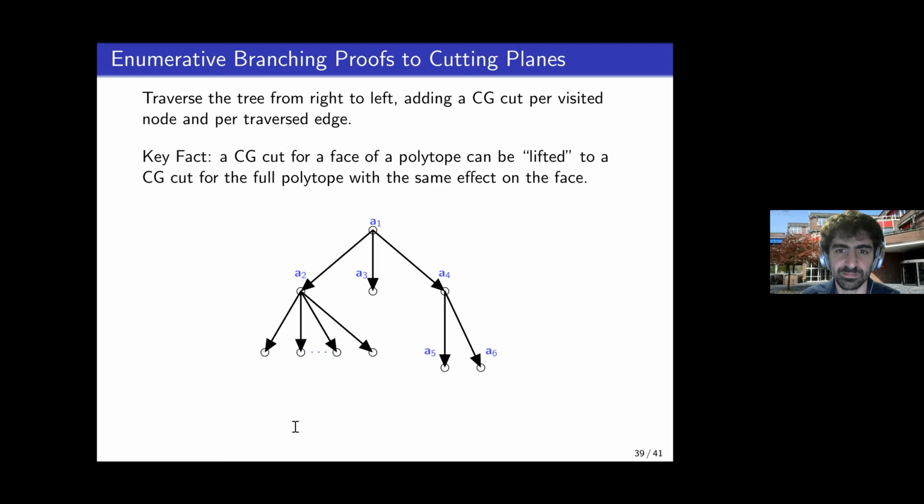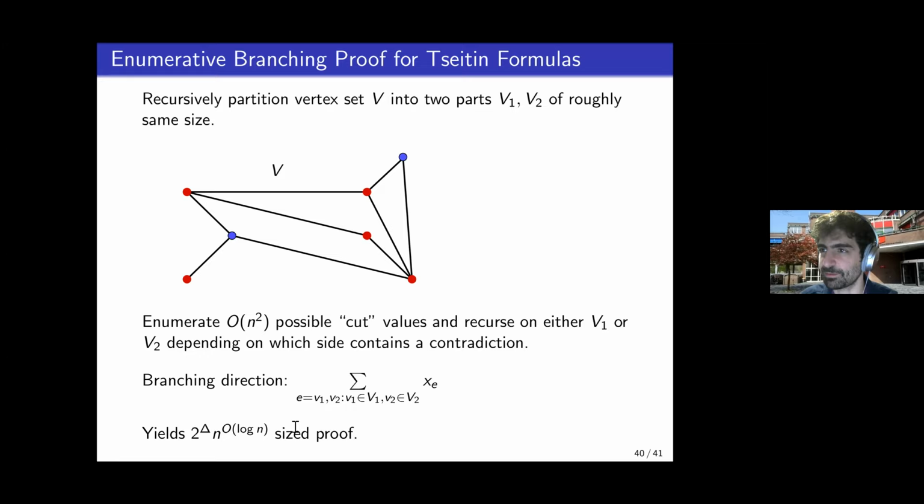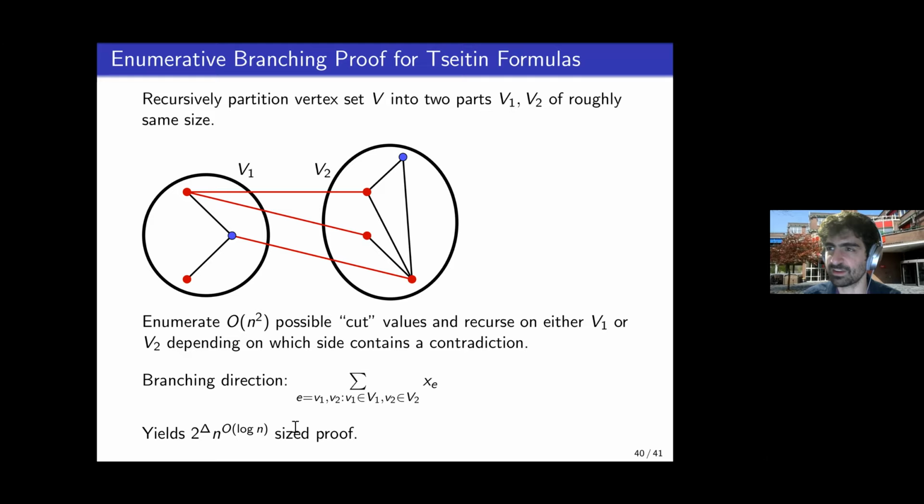Okay. And the last thing is that indeed this proof of Beame et al. is an enumerative branching proof, and very roughly the idea of their proof to show that a Tseitin formula is infeasible is to take the graph that induces the Tseitin formula, cut the vertex set in half, and enumerate over the number of arcs that are used in the solution that cross the cut. So in this case, you would enumerate over the possibilities 0, 1, 2, and 3, because that's all possibilities for the number of edges that you could use that cross the cut.